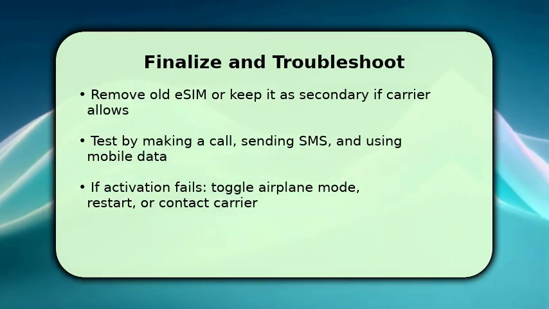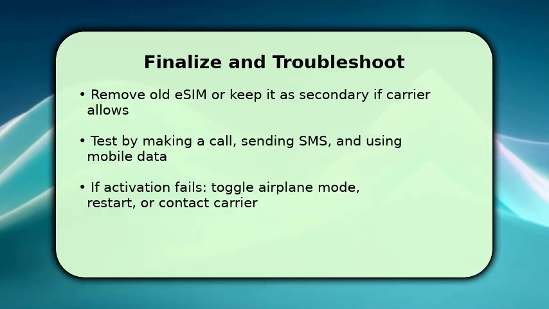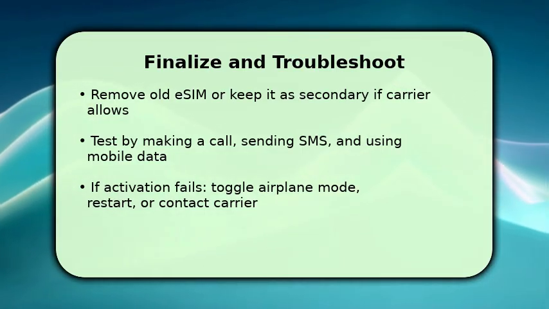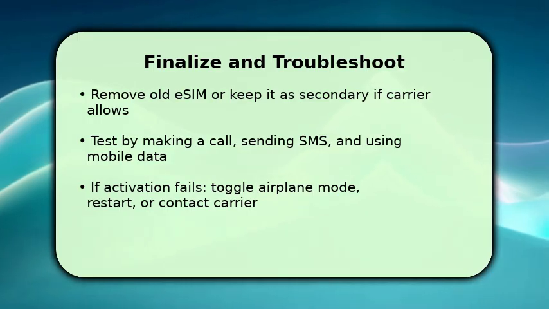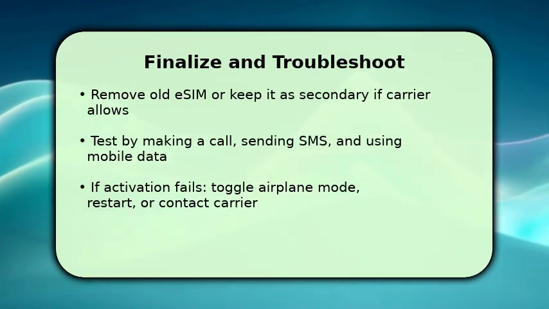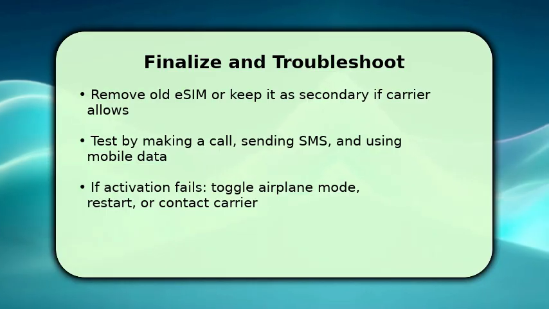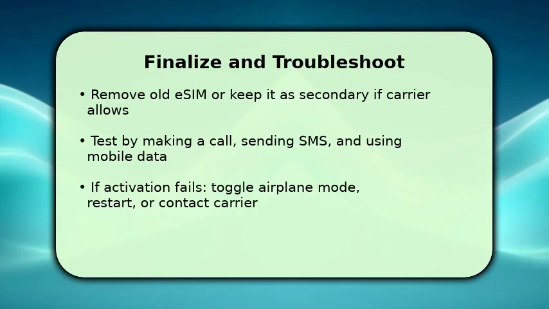If things go wrong, try toggling airplane mode, restarting the phone, or deleting and re-adding the plan. Those steps fix most issues. If the problem persists, contact your carrier with the activation code and error details so they can complete provisioning.